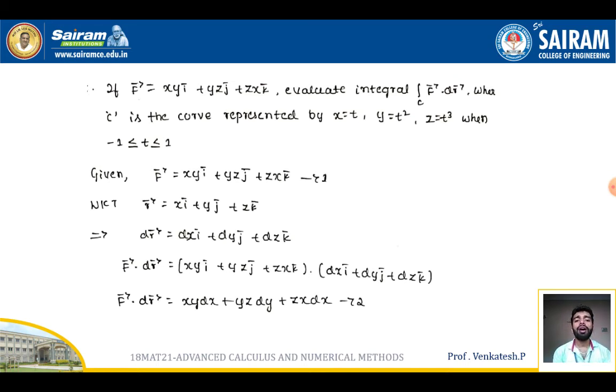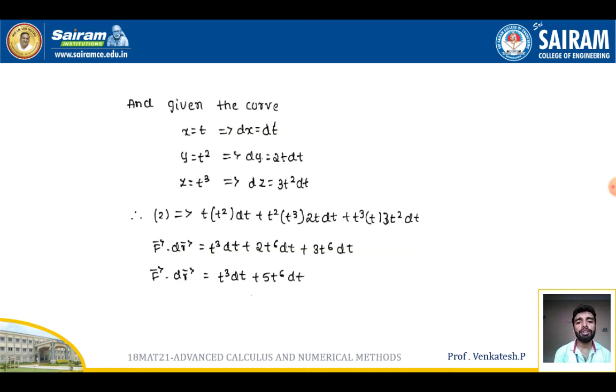So now if x is equal to t, obviously dx will be dt, y is equal to t square, dy will be 2t dt, I will get it. If z is equal to t cube, dz will be 3t square dt. So now if I replace all the values in f dot dr, I'll be getting t cube dt plus 2t power 6 dt plus 3t power 6 dt. I'll be having f dot dr is equal to t cube plus 5t power 6 into dt.